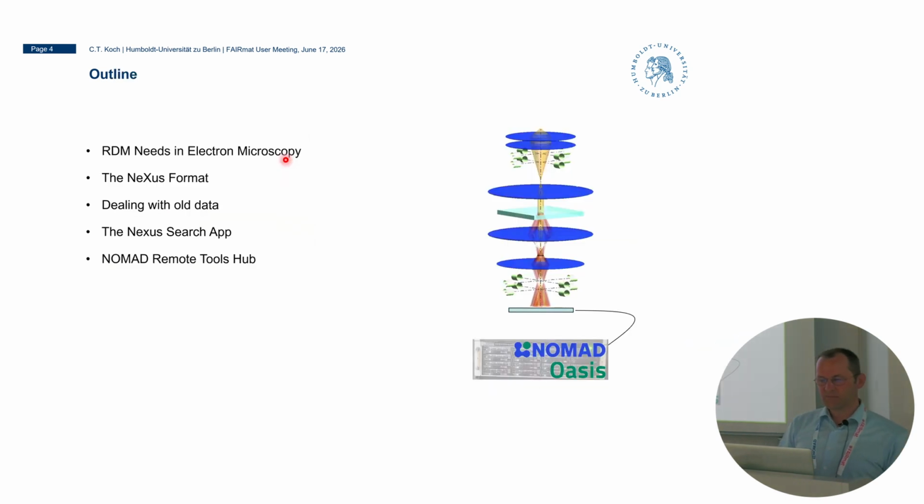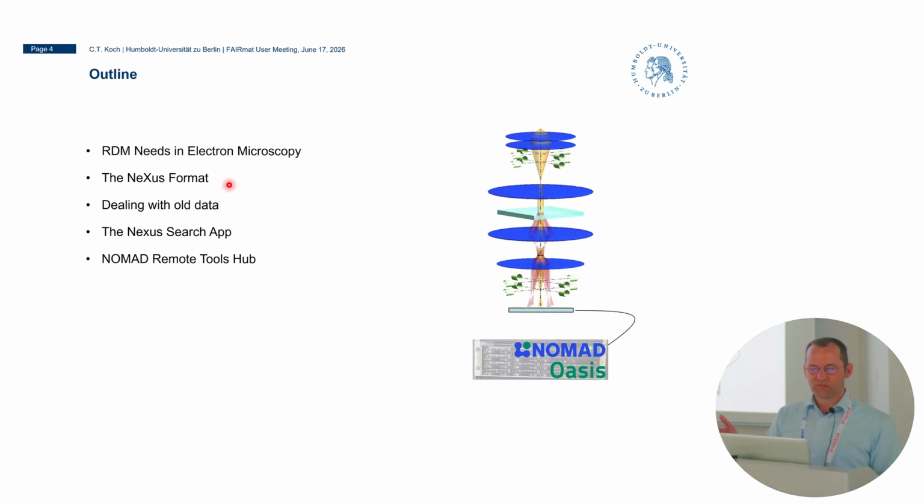Right, so my outline: first, let me highlight what the research data management needs in electron microscopy are, because they may be different from some other labs, but also similar to some labs that don't have E and M in the name. Then I would like to mention the Nexus format, which is what we use to actually store our data, and give you some pros and cons for that. Then we also have an activity of uploading old data that we've collected over the past 10 years to include that as well. And there are some challenges associated with that.